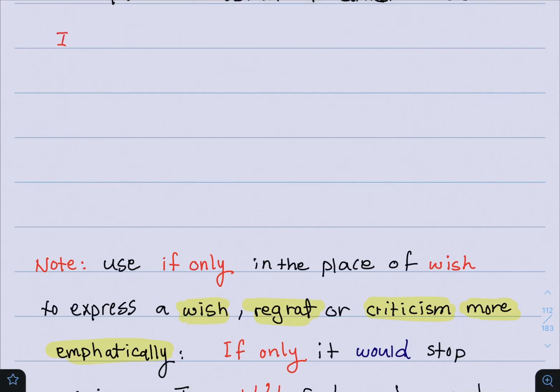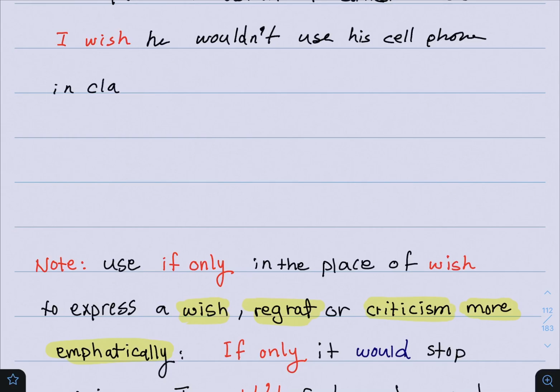Okay? Now let's say here we are gonna say, for example, I wish. Okay? طبعا هنا I wish, let's say he would, for example, he طبعا wouldn't use his cell phone in class. Use his cell phone in class. هنا أنا طبعا استخدمتها كتعبير عن النقد أو الانزعاج من موقف معين من شخص معين، فاستخدمت wouldn't.